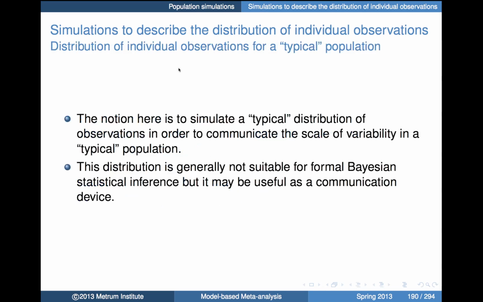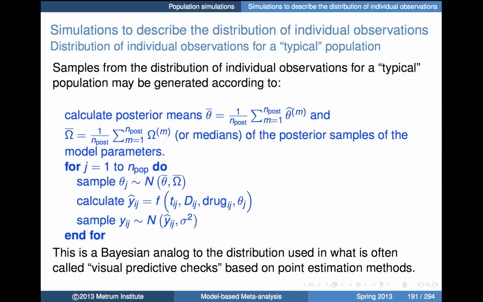Now, another approach, if you were trying to say something about the scale of inter-individual variability, is to show something I termed the distribution of individual observations for a typical population. The notion here is that I'm going to simulate a typical distribution of observations in order to communicate the scale of variability in a typical population. That distribution is not suitable for any formal statistical inference, but it might be useful as a communication device: this is kind of what we anticipate you would see in terms of how the observations would vary across a population of individuals.